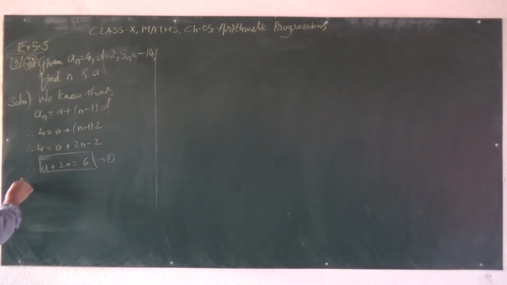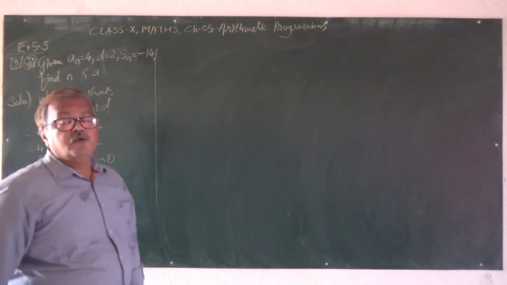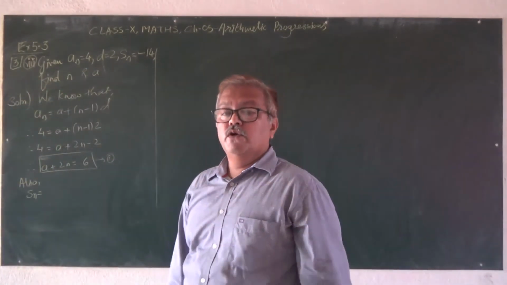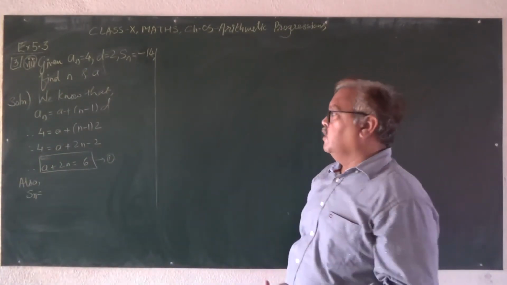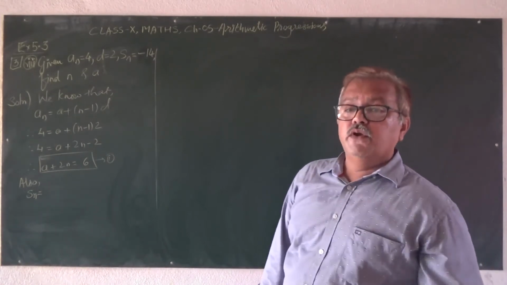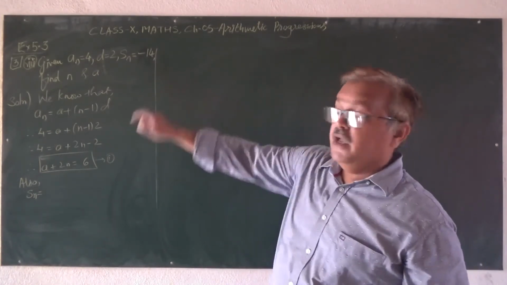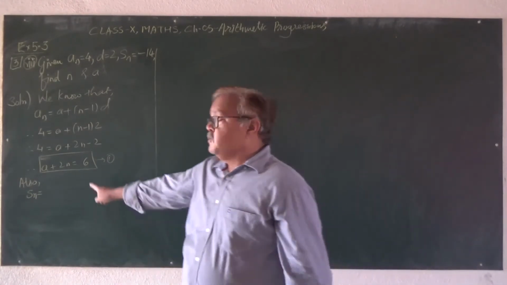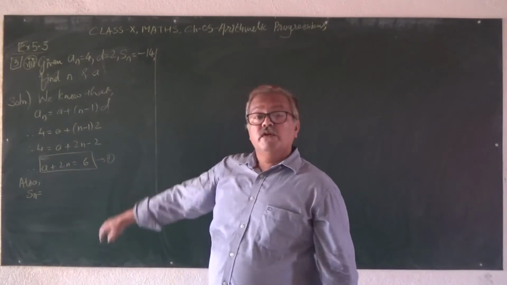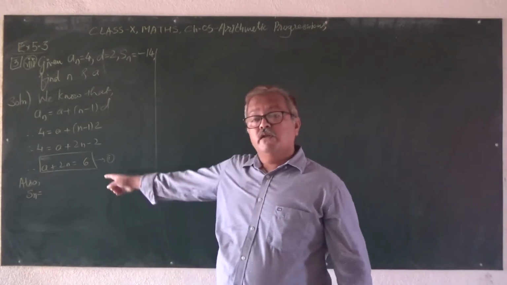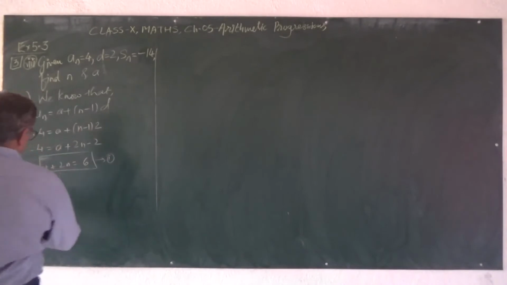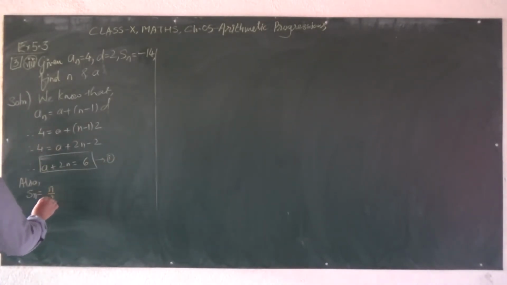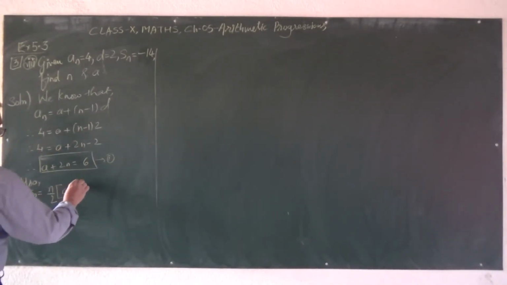Okay. Also, Sn. Now, Sn can be calculated by using two formulas. n by 2 into 2A plus n minus 1 into D, or Sn is equal to n by 2 into A plus an. So you know here an, the last term. What about the first term A? The first term can be expressed in terms of n. So from equation 1 we will get A is equal to 6 minus 2n. So we will use Sn is equal to n by 2 into A plus an.